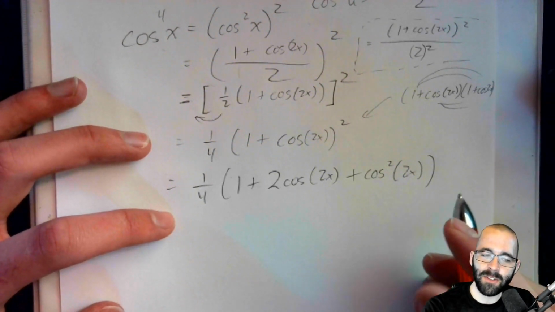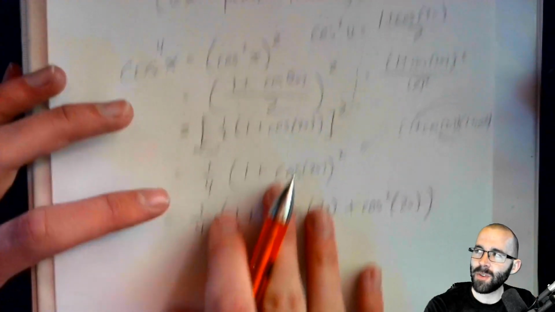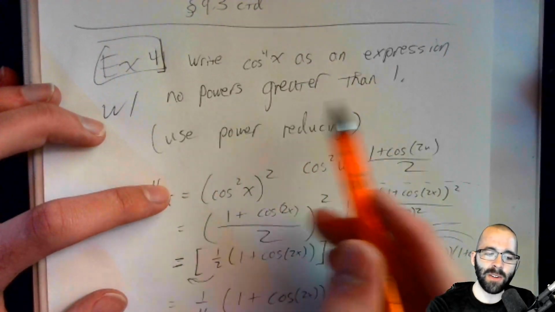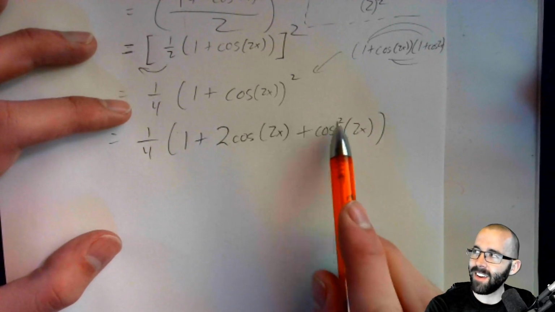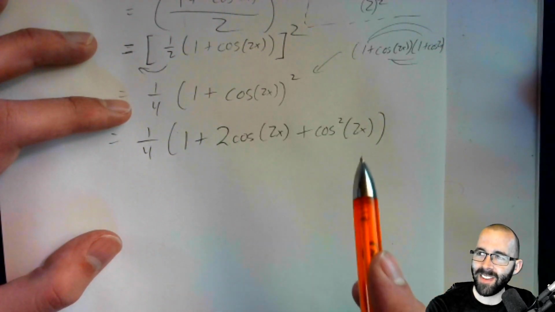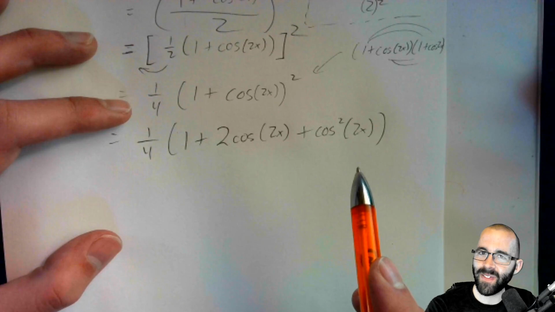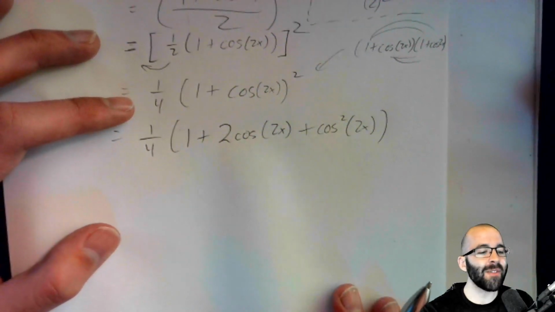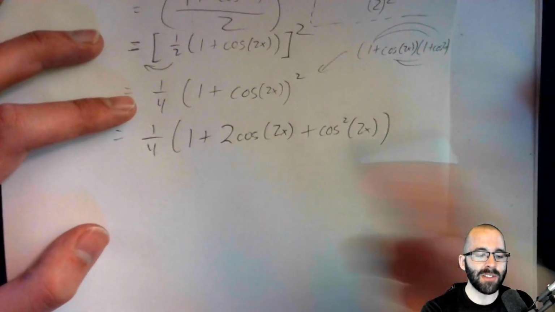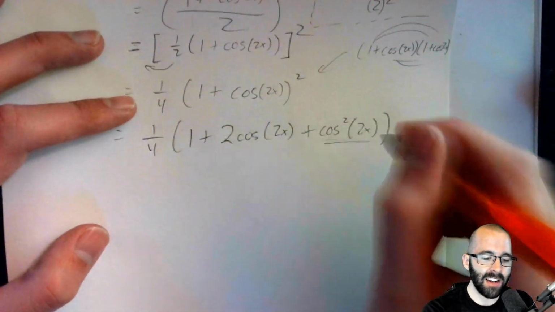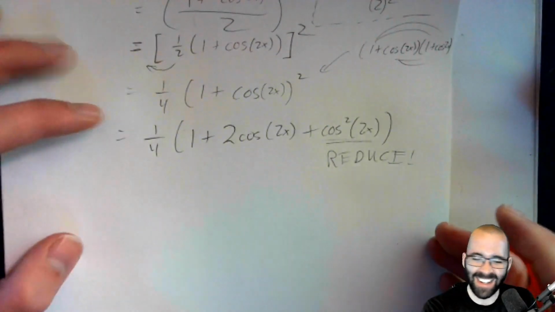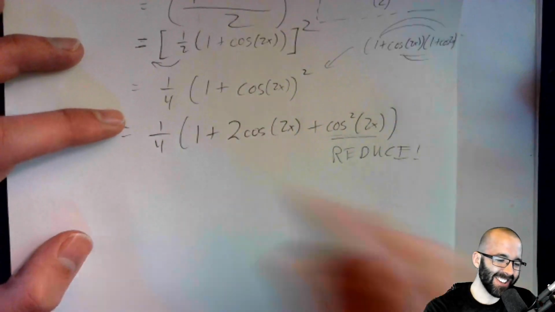And now you hear spooky music. Because now that we've done a little bit of algebra, what was the question asking again? Write it as an expression with no powers greater than 1. This little guy's causing a problem. And you know what that means? We got to do it again. Okay? It was fun the first time. It'll be even more fun the second time. Let's reduce the power of this. All right? Reduce. Okay? Here we go. We're going to do it one more time.